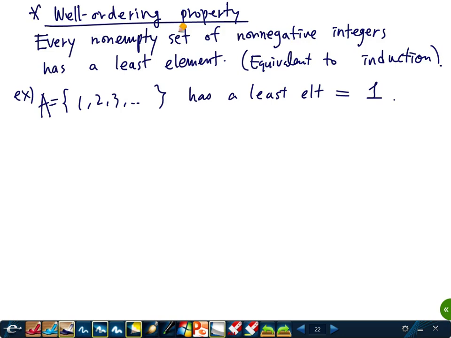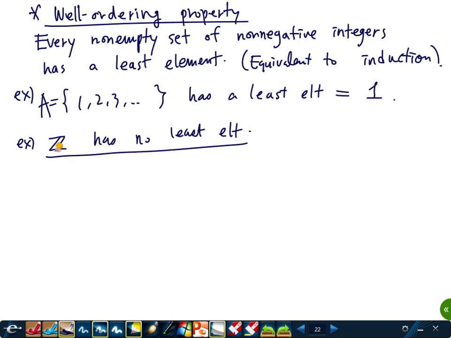So not all sets have this property. For instance, if Z, is there a least element of this set? It doesn't have any least element. Minus 100, there is a smaller element than that. Minus 1 million, there is still a smaller element than that. So it has no least element. But this is okay, because it doesn't satisfy this assumption. It doesn't say that all sets satisfy this. If all the elements of the set are non-negative, then it has a least element. Because of the negative integers, a set may not have a least element.